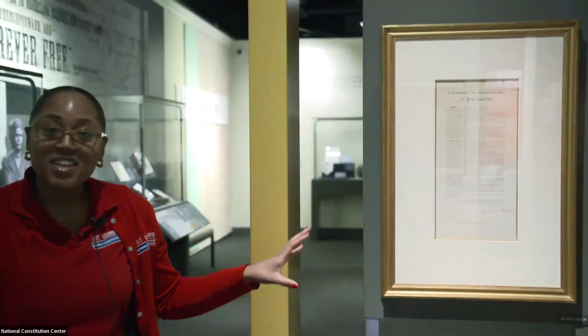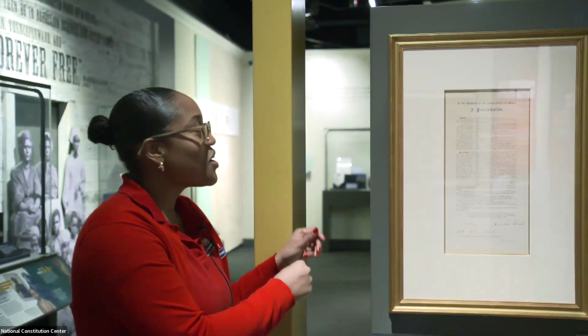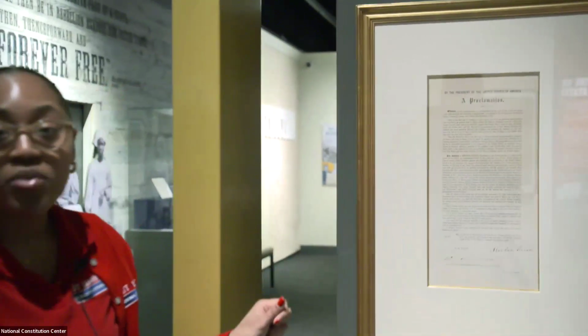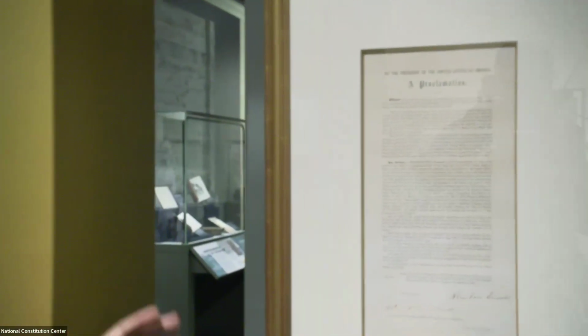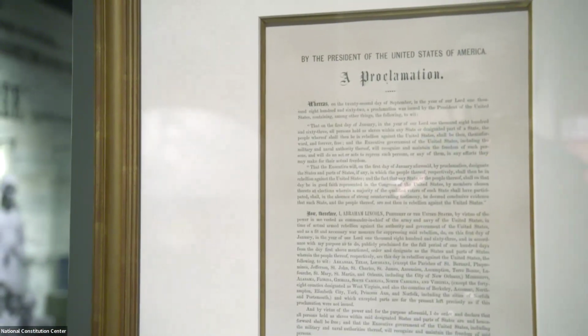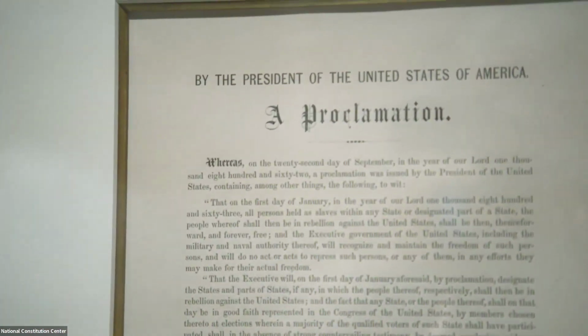So here in the gallery, we do have the Emancipation Proclamation. This is not the original document. This is actually a document that was signed by Abraham Lincoln himself, but it was a copy of the Emancipation Proclamation. He signed it for a fundraiser that was going on right here in Philadelphia. He actually signed it here in Philadelphia as well.